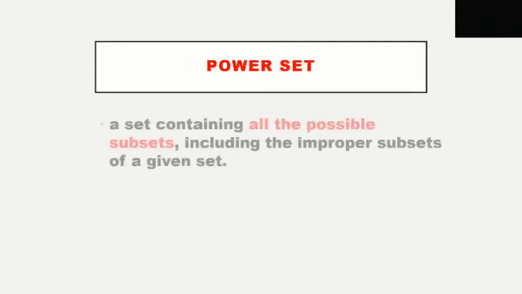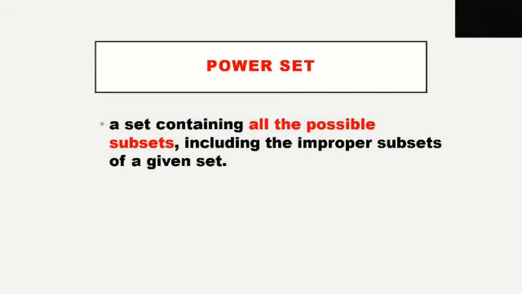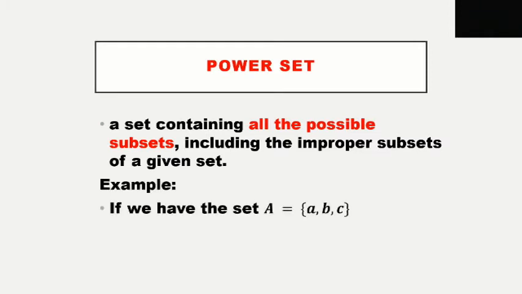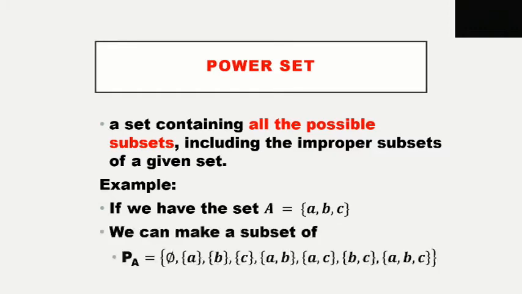We also have the power set, a set containing all possible subsets, including the improper subsets, of any given set. Example, if we have a set A containing A, B, C, the power set can be shown as the collection of all possible subsets of the set A. So the power set of A is a collection of a null set, the set containing only A, only B, only C, the sets containing A, B; A, C; B, C; and set A itself.